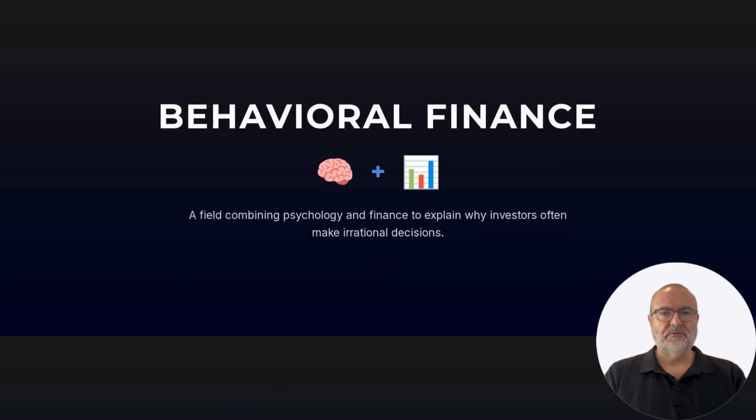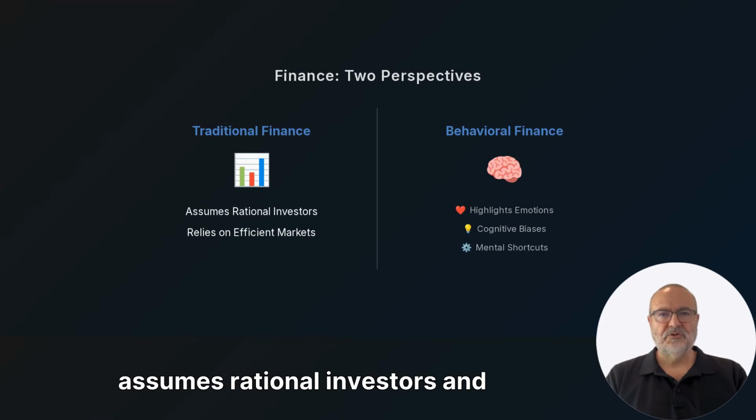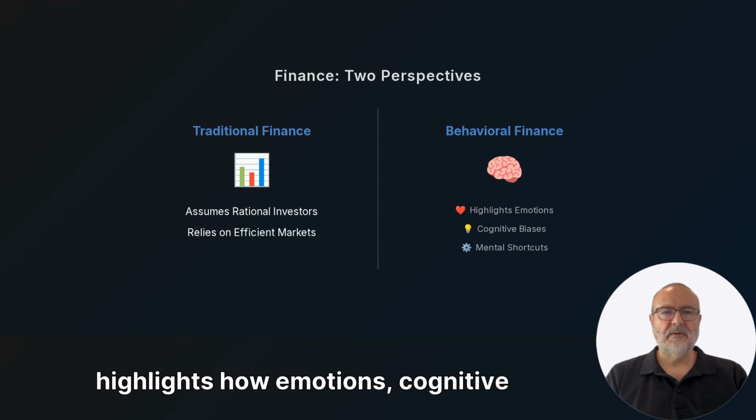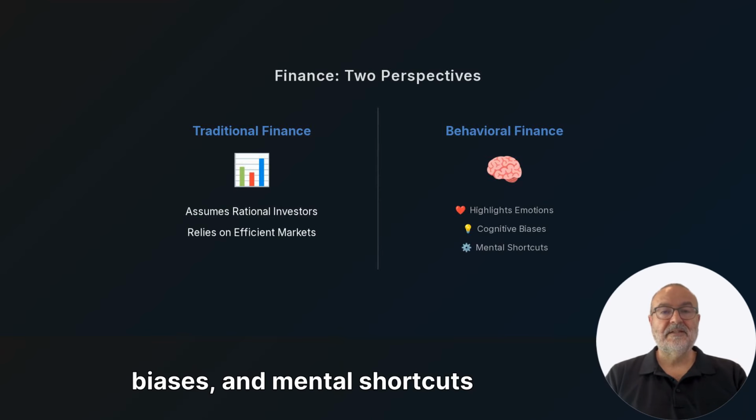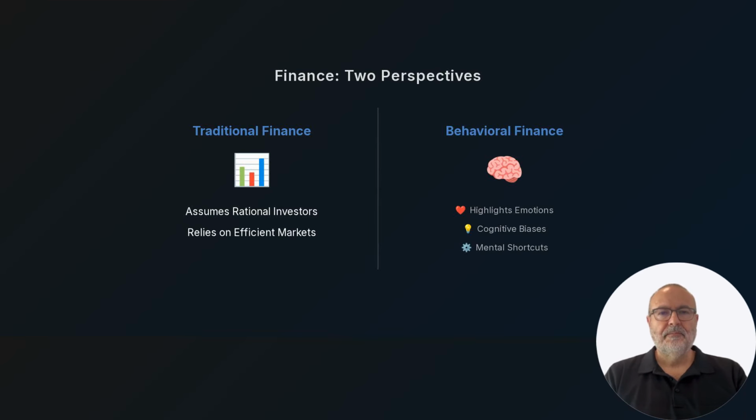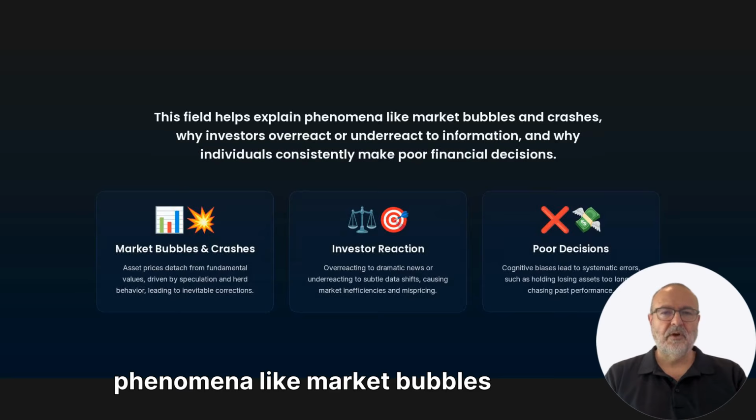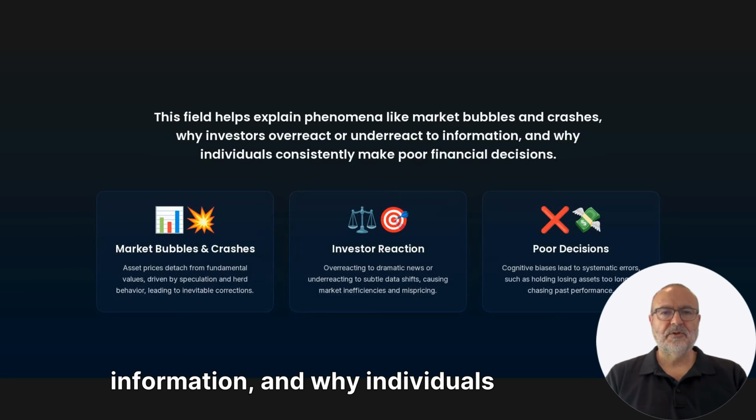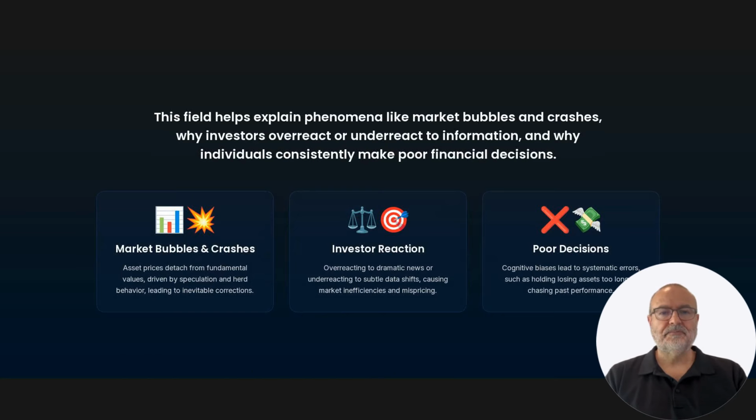Behavioral finance is a field that combines psychology and finance to explain why investors often make irrational decisions. Unlike traditional finance, which assumes rational investors and efficient markets, behavioral finance highlights how emotions, cognitive biases, and mental shortcuts shape financial behavior. This field helps explain phenomena like market bubbles and crashes, why investors overreact or underreact to information, and why individuals consistently make poor financial decisions.